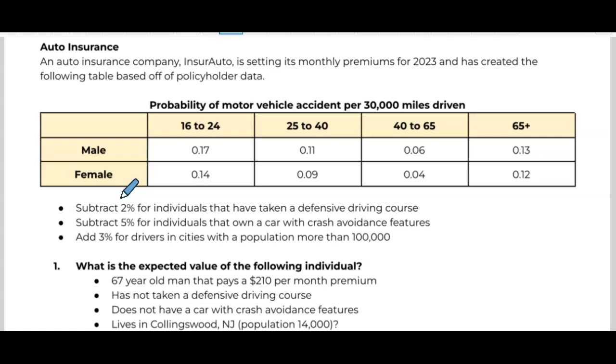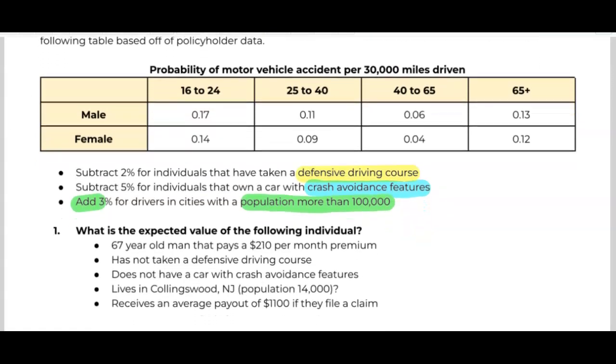Now, what's going to happen is for setting the prices, the insurance company is going to lower that probability by 2% if you have taken a defensive driving course because you've trained yourself to drive better. They're going to take off 5% if you own a car with crash avoidance features because you're less likely to have an accident if the car is beeping at you when you leave the lane or things like that. And you're going to add 3% if you're in a city with a population of more than 100,000 because it's more congested and there's a better chance of actually ending up in an accident in that situation.